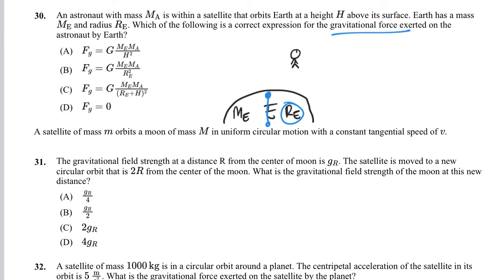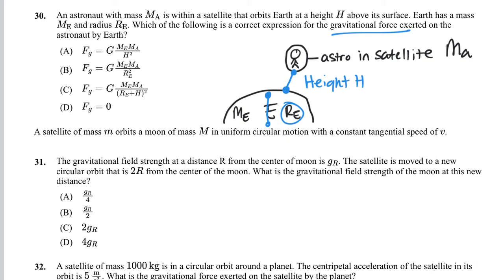the astronaut by Earth. So this astronaut is going to be within a satellite. So astronaut in satellite. So it has a mass of m_a. So let's just label mass of m_a, and then it's at a certain height away from Earth. So probably should have labeled this a little bit more center, but that's okay. It still gives us the same. So the distance away from Earth is going to be by a height of h.